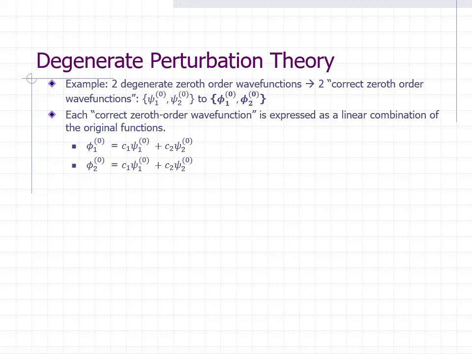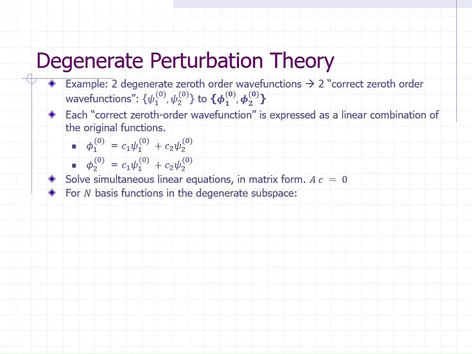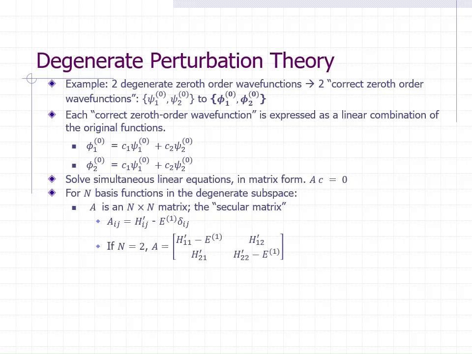To do that, we solve a matrix equation very similar to what we used earlier for linear variational calculations. A times c equals 0. For n basis functions in the degenerate subspace, the secular matrix A is an n by n matrix, with elements given by H' minus the first-order energy correction times the Kronecker delta. Recall that Kronecker delta, with subscripts i and j, is equal to 1 if i equals j, 0 otherwise. In our example, here, n is 2, and matrix A is this 2 by 2 matrix.